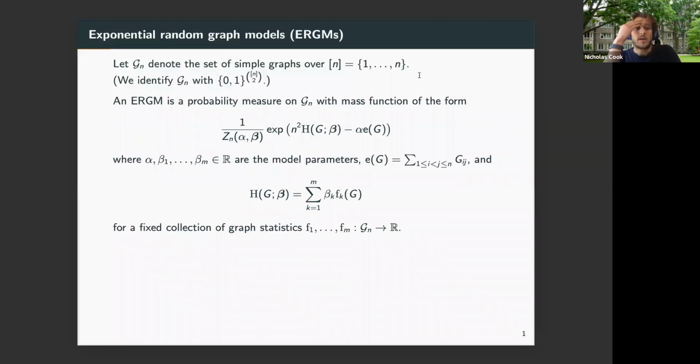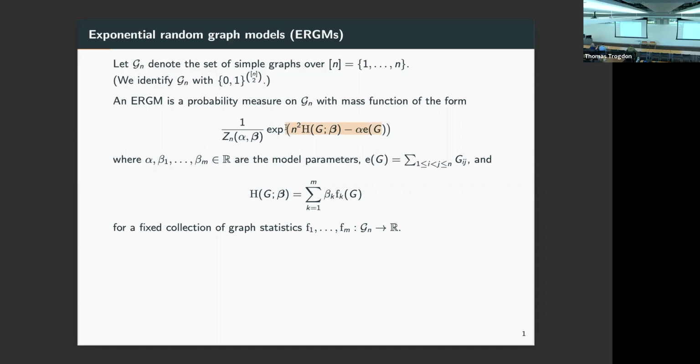Okay, so an ERGM is a probability measure of the following form. So we write it in a sort of statistical physics-like way. Actually, I didn't check. Are you able to see what I do with my cursor? Yes, we are. I think so. Okay, great.